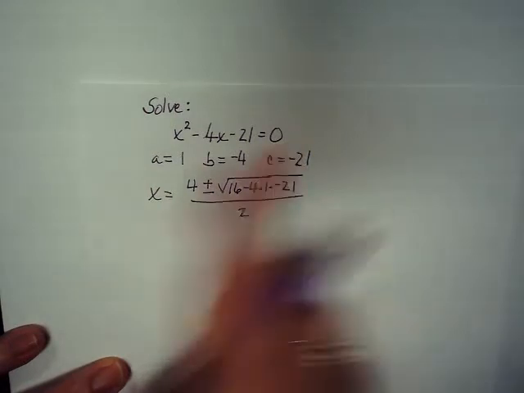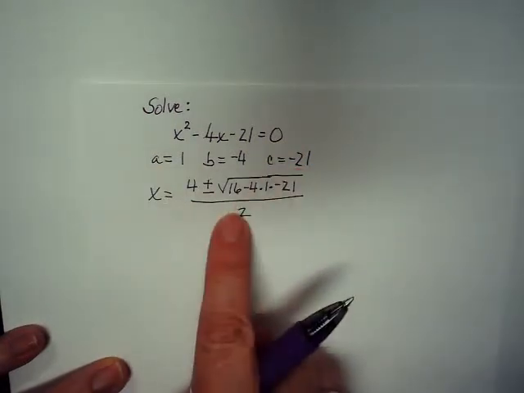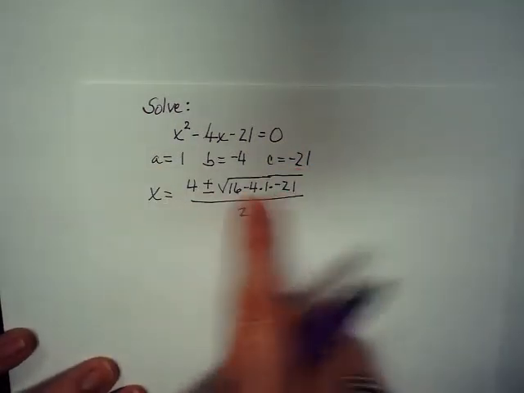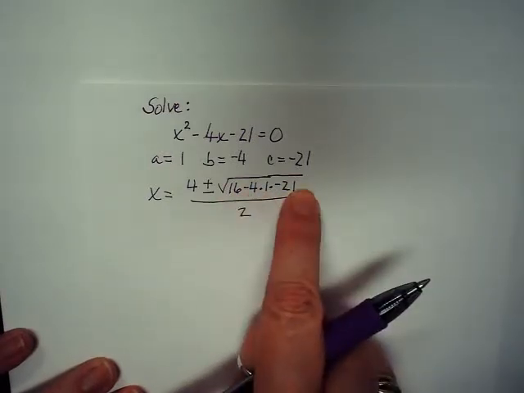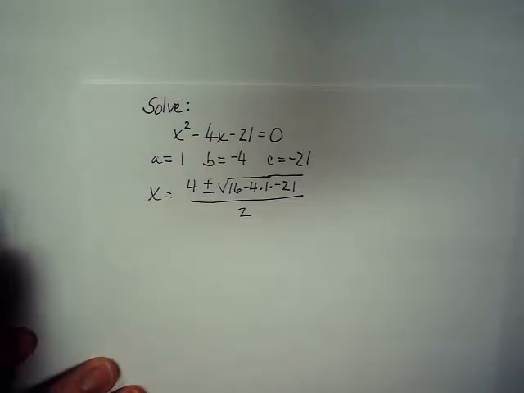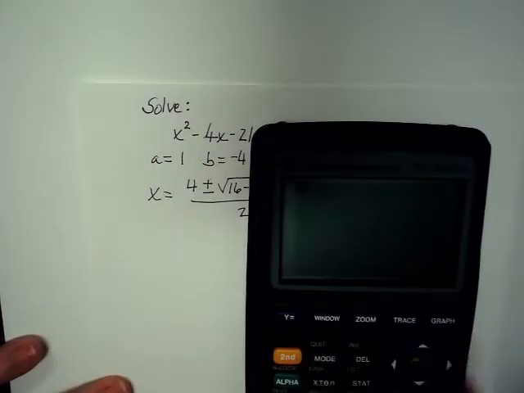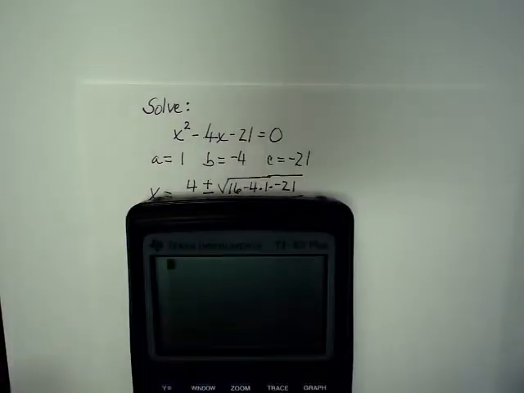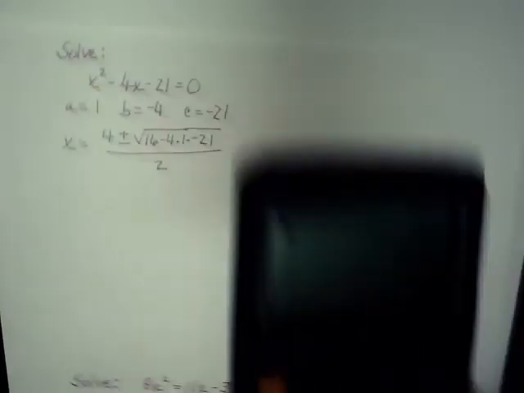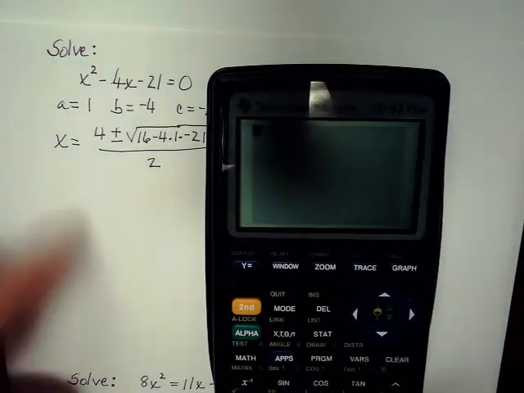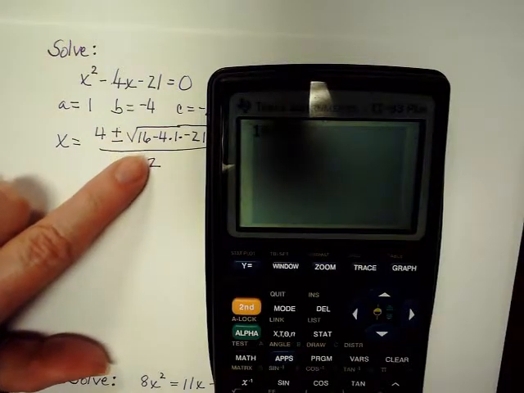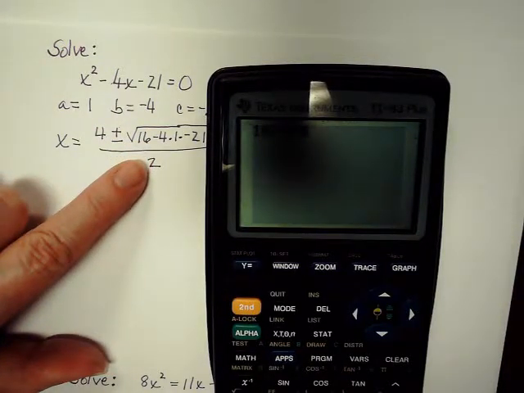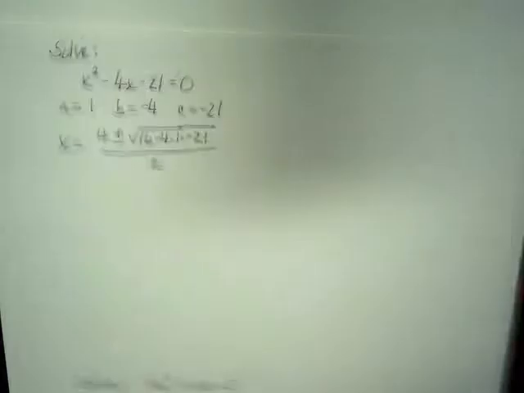So standard form, what's a, b, and c, plug them into the formula, and now this part right here is called your discriminant. And I would tell you to actually just type that. So if I go back to my calculator, I don't know if you can see what I'm typing, but probably not because of the glare. So what I'm going to type is 16 minus 4 times 1 times -21 and hit equals, and that's actually 100.